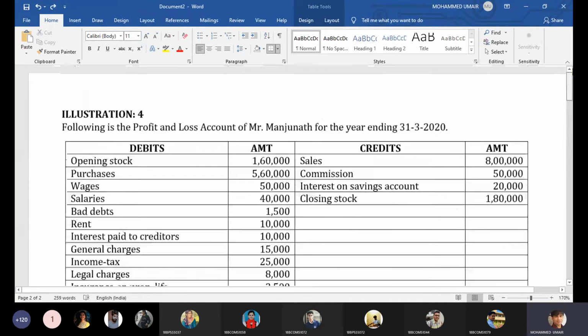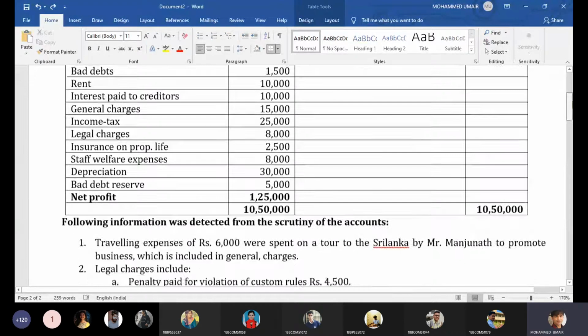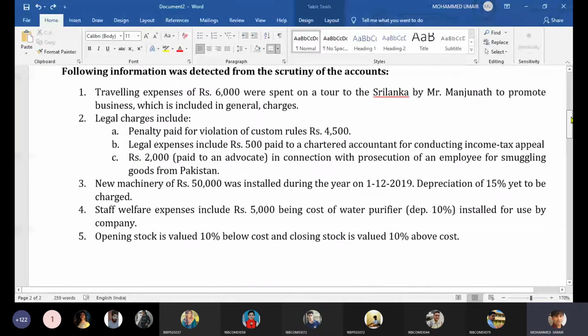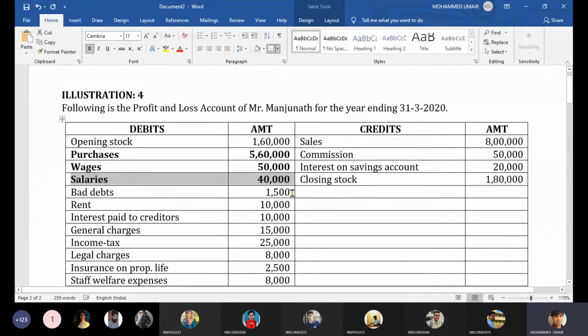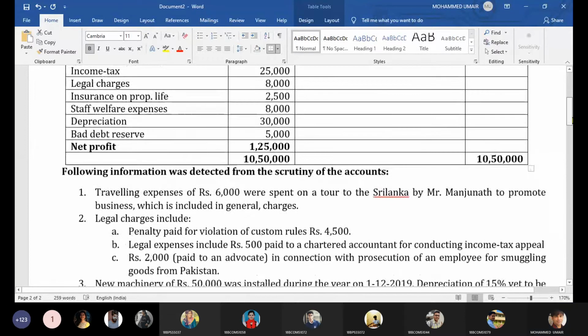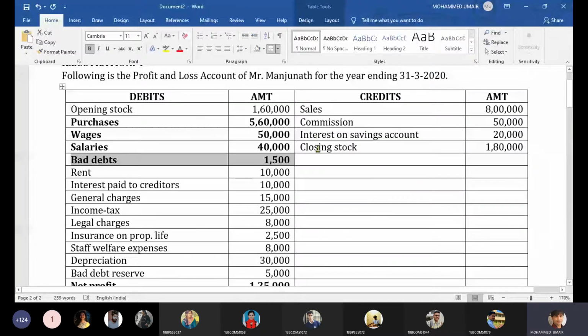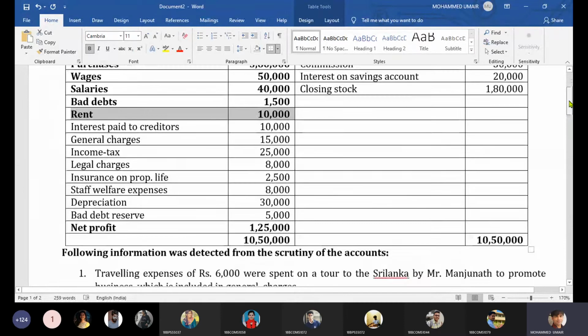So let's look at the debit side of the P&L account. The first one is opening stock. Opening stock has an adjustment, but we'll come to that a little later. Purchases is a business related expense and there is no adjustment. Wages is also related to business and there is no adjustment. Salaries, business expense. Bad debts, business expense. Then you also have rent, which is also a business expense, as you would have paid the rent of the shop, rent of the godown, rent of the premises.